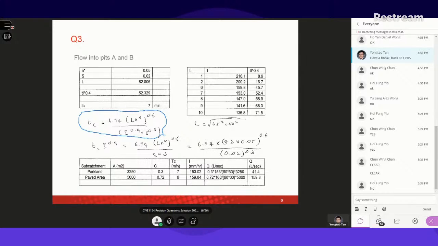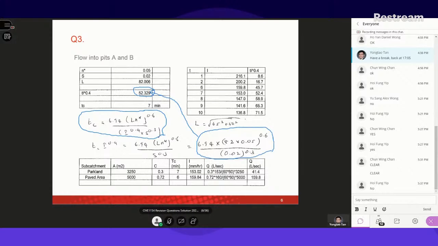Because L is known, the roughness N is known, and S is also known, you can get this value. After calculation, this means that T times I to the 0.4 power is 52.329. So how do you get the time of concentration? Find it from the table.